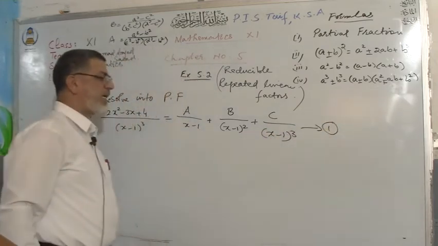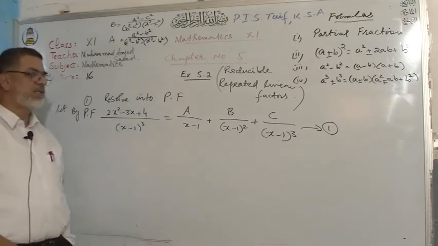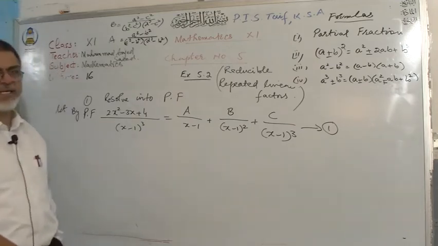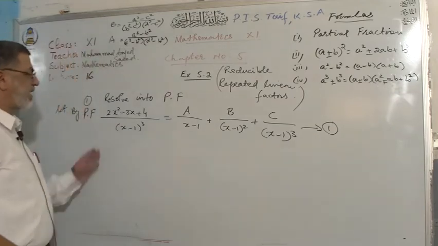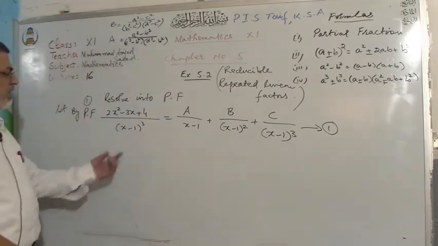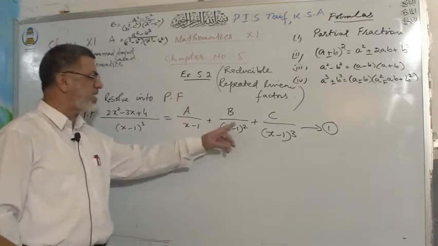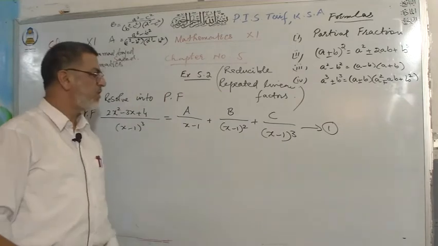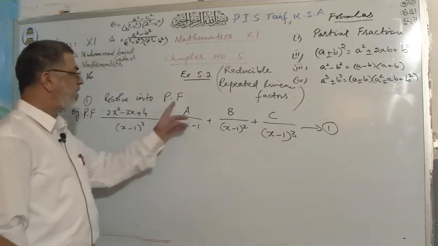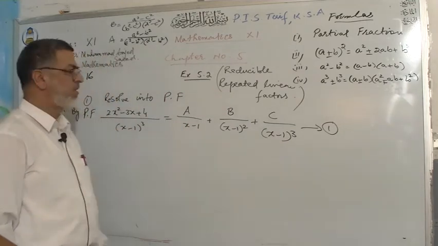Dear students, you have seen these questions in 10th class, chapter number 4. That is the repeated factor. For one power we have one constant, second power we have second constant, third power we have third constant. So we have to find the values of a, b, c.